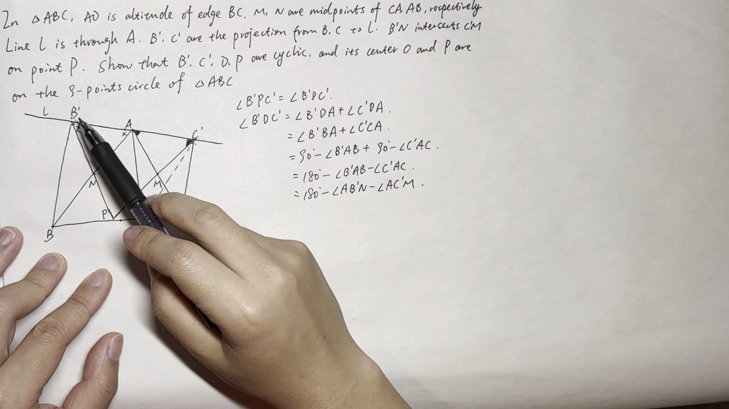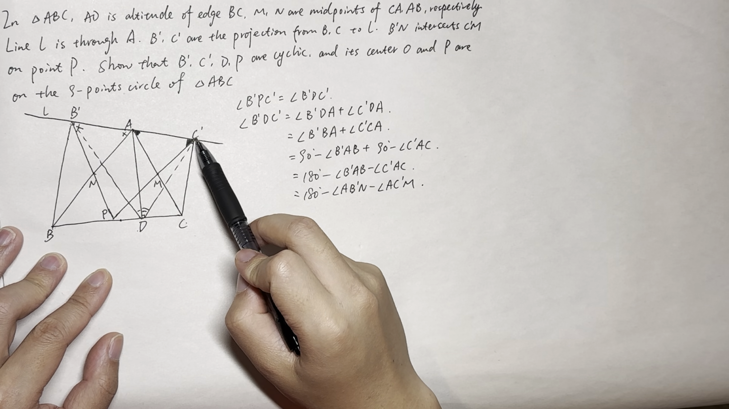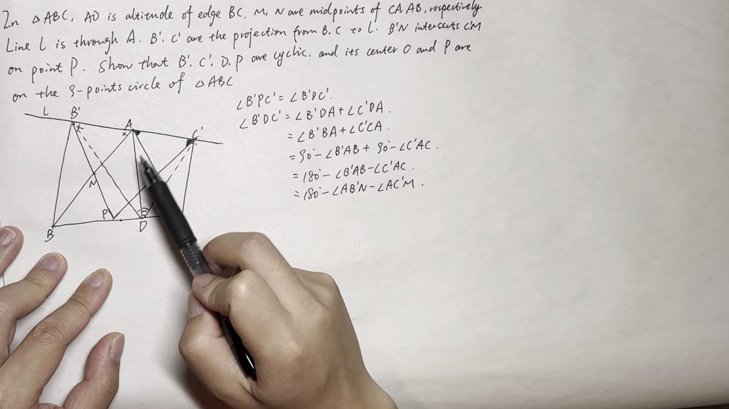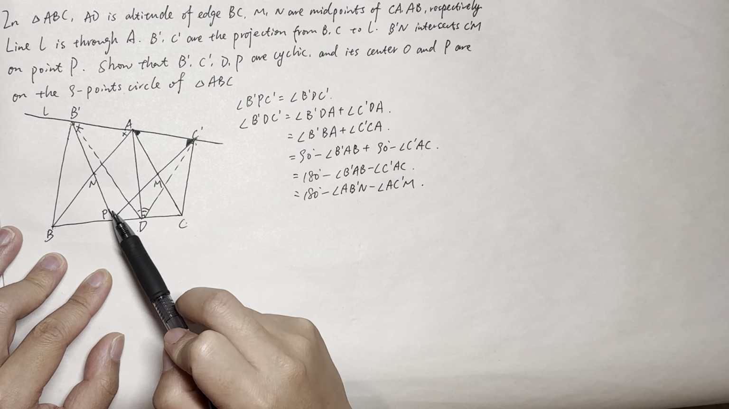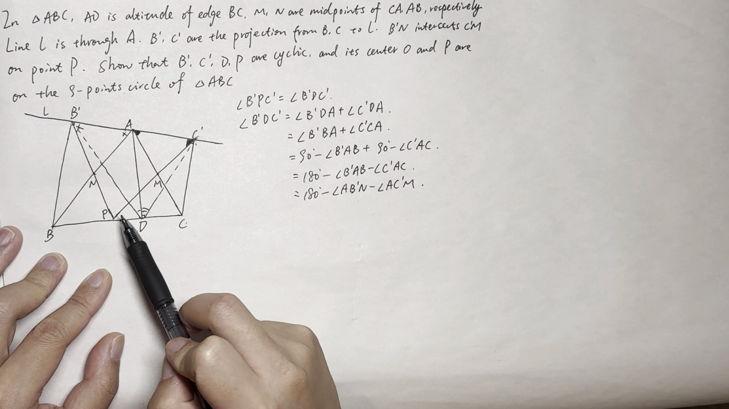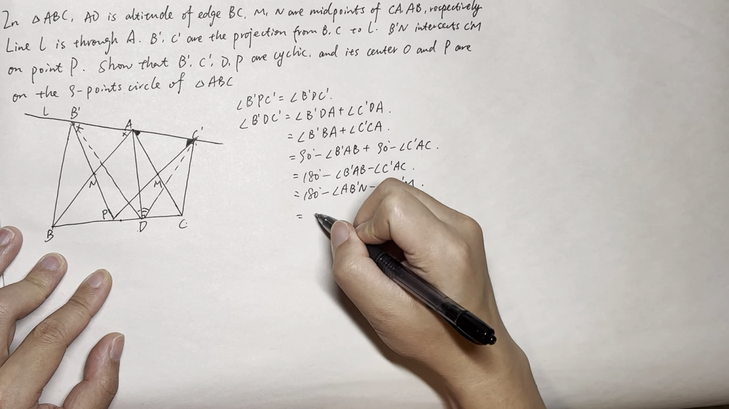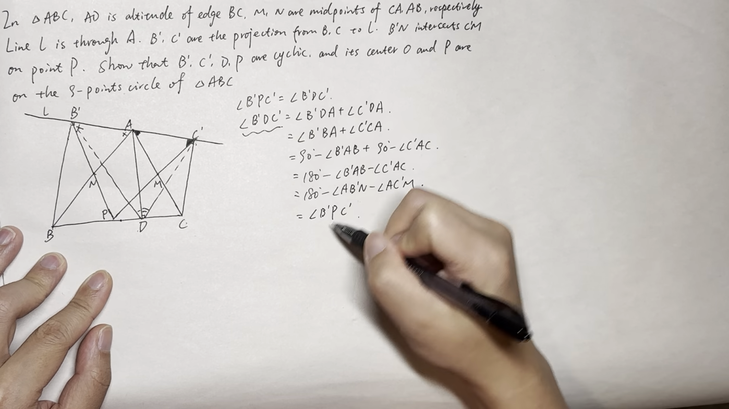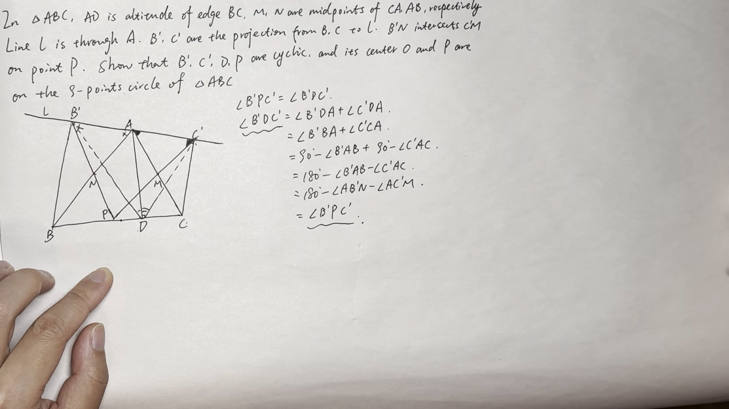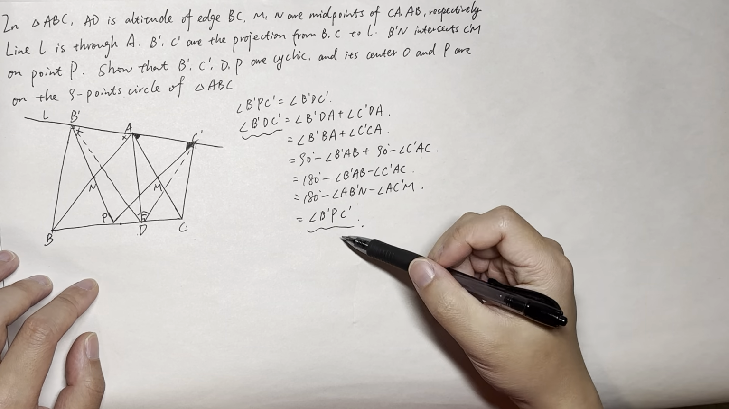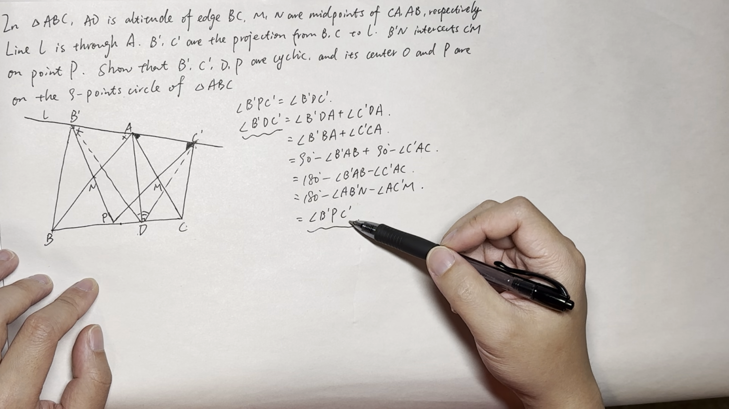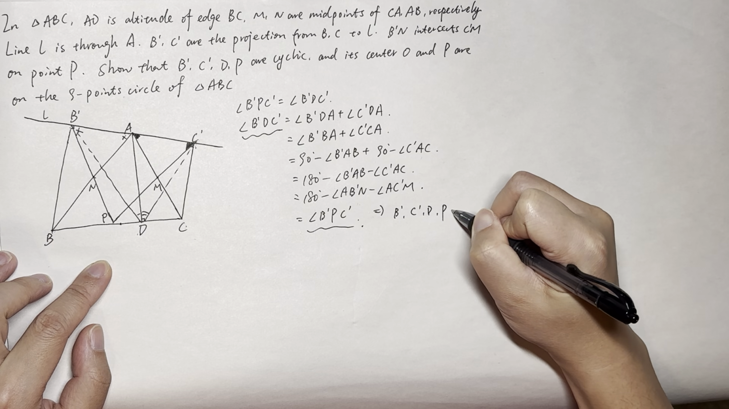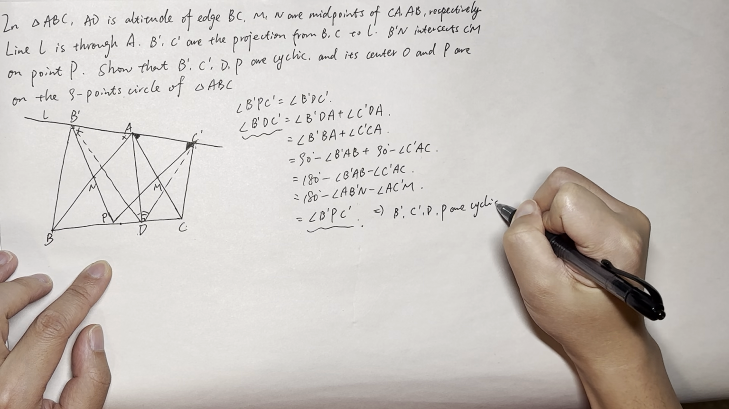Now look at the triangle B prime PC prime. 180 degrees minus angle AB prime N minus angle AC prime M equals angle B prime PC prime, right? So we directly get that angle B prime DC prime equals angle B prime PC prime. So we know that B prime C prime DP are cyclic.